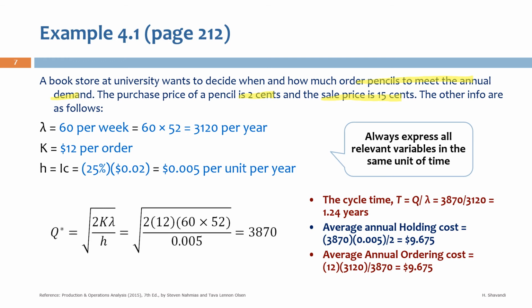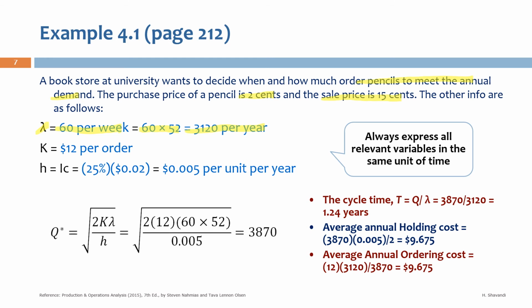And the other information are as follows. So the lambda here, the demand, we forecast that the demand per week is 60 pencils. Since we want to have all the parameters in the same time unit, let's convert this to annual demand. Since it's per week, if we multiply 60 by 52, then we will have 3,120 pencils per year as our demand.